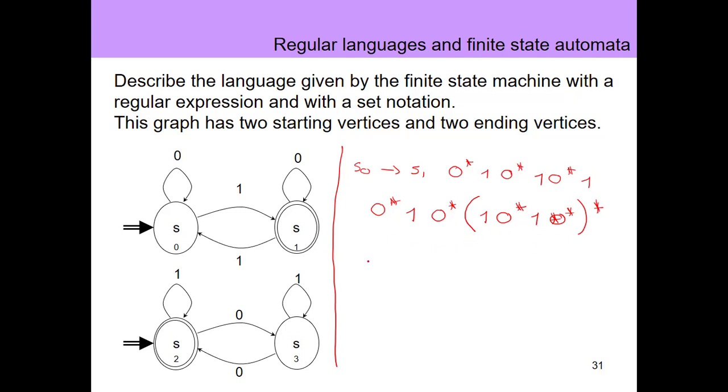So that's one part. And the other part would be starting in S2 and finishing in S2. Okay, so that means lambda is part of my complete expression. So we can have 1 star, we can have a 0, 1 star, and a 0. And then I can again do 1 star as often as I like. Then I'm still in S2, so this complete part then needs a star. So the combination of the two would be the first one or the second one.